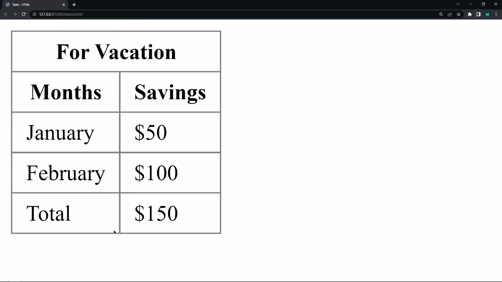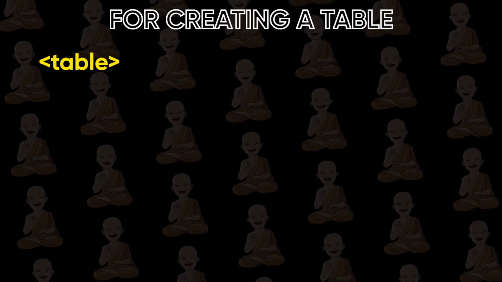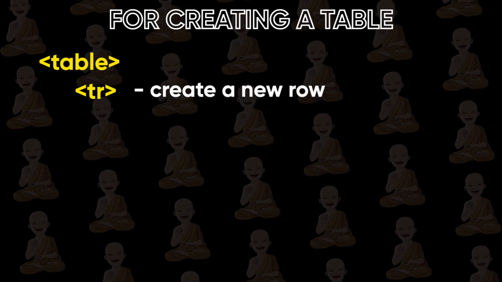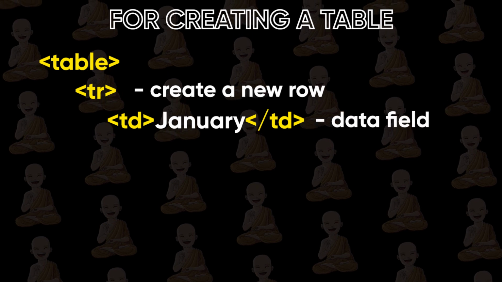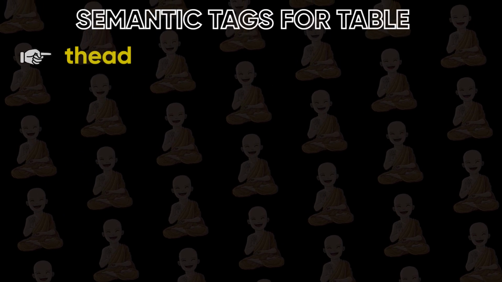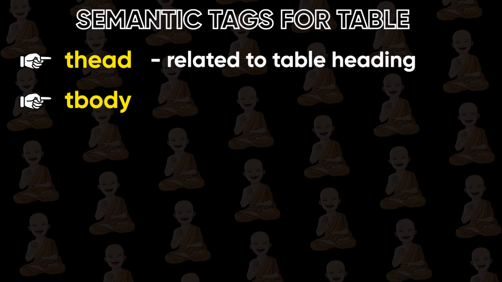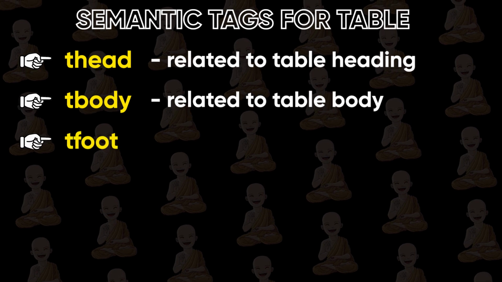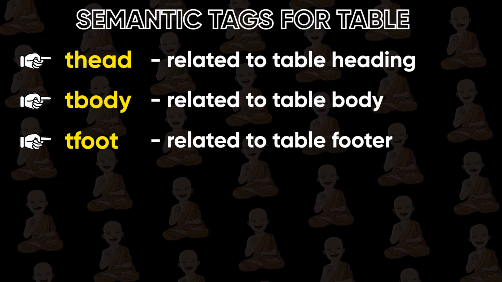So let's recap what we learned. For creating a table in HTML, we have the table element, and for adding a row, we have the tr tag. So whenever you add a new row, just use the tr tag, and inside it, if you want to add data, use the td tag, and if you want to add a heading, then use the th tag. Simple as that. And we saw 3 semantic tags for table. First one is thead, so move all lines related to heading in the thead tag. Then we have tbody, so move all lines related to the table body in the tbody tag. And then last one is tfoot, so move all lines related to the table footer in the tfoot tag if you have a footer. It's just a good practice as a web developer.